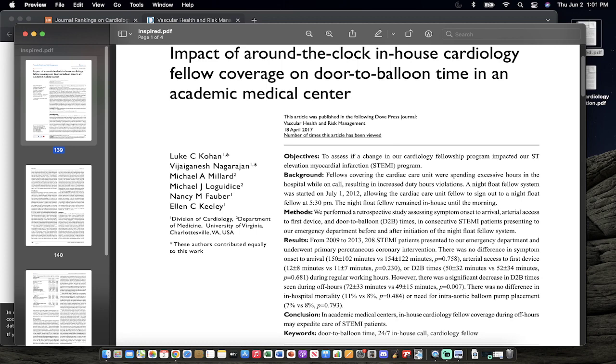Now, after reading something like this, my wheels, so to speak, started to turn with the idea: hey, what if we take a look at how well fellows are interpreting EKGs, or how well they are interpreting echoes, and perhaps other clinical skills that they have? So after you read something like this, the point is you get inspired and you come up with an idea.